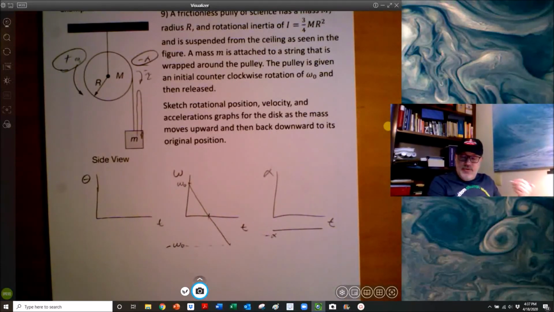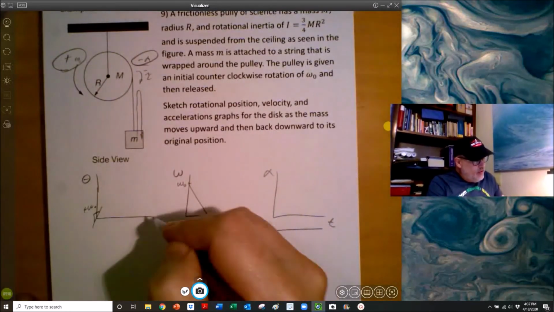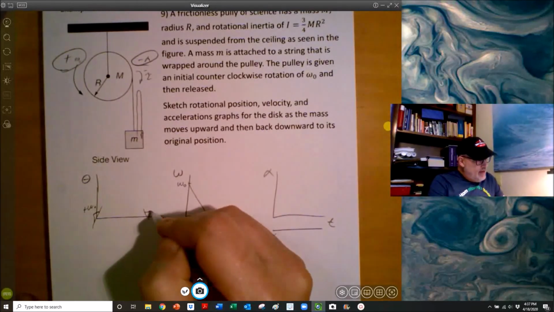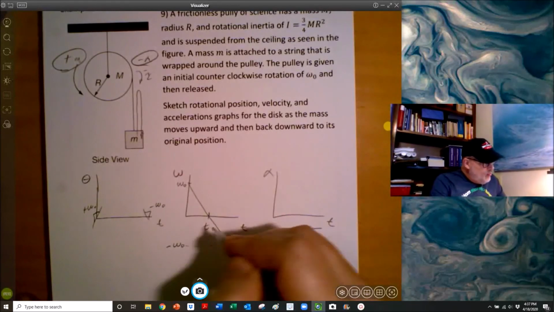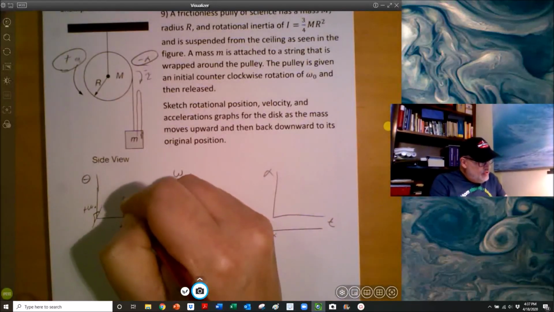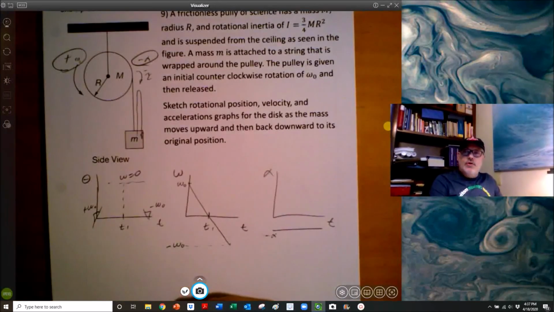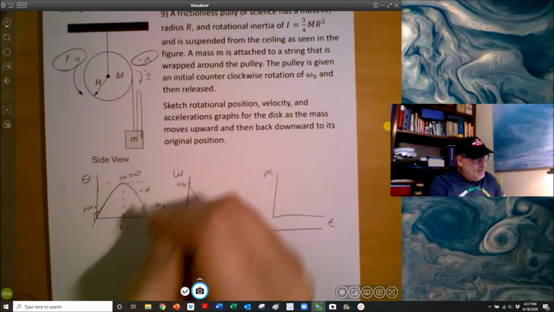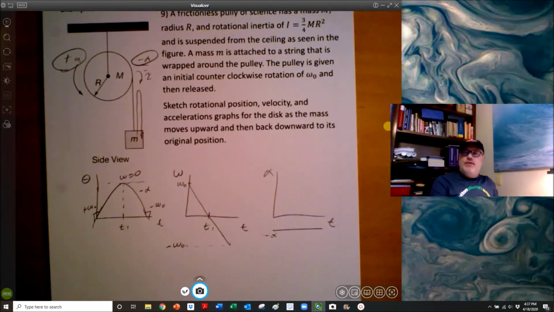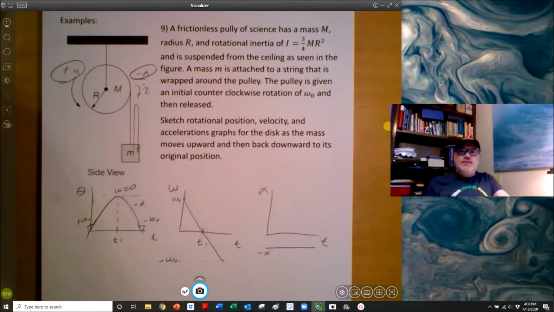And then position would be, well, we start with a positive omega naught, we end with a negative omega naught, and at this time, I'm going to call that T1, we should stop. So up here, we should have a slope of 0, omega equals 0. So that's going to be a downward facing parabola like this, and that should make sense because whenever we have a negative acceleration, we have a downward facing parabola. Okay, so I want you to notice that all of these problems that we've done are just like translational motion. It's just with a twist.